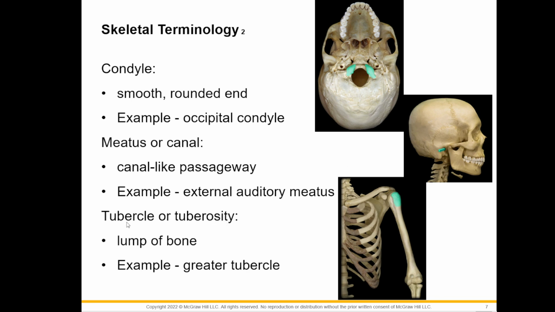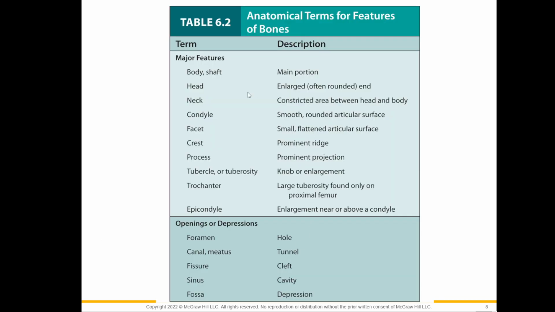When you see the word tubercle or tuberosity, it means a lump of bone. So here we have the greater tubercle of the humerus because there is an extra lump of bone in this area. So here are the other terms that you might encounter once we talk about the different names of the skeleton already. So we have the body or the shaft, the head, the neck. We already talked about the condyle, facet, crest. So kindly get yourselves familiar with each of these terms. All right.